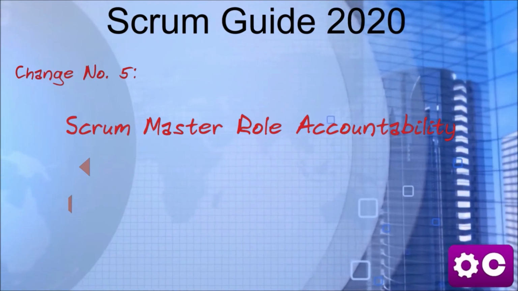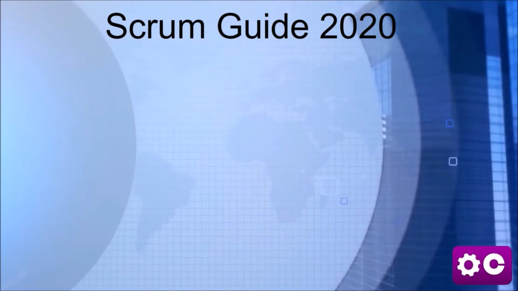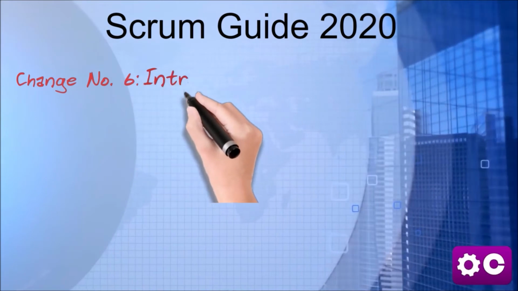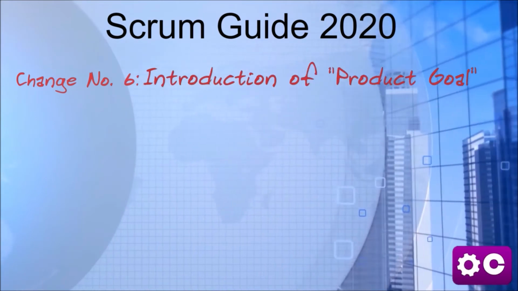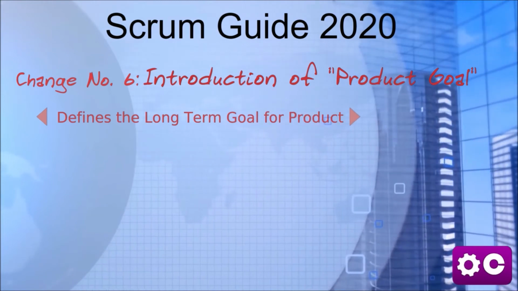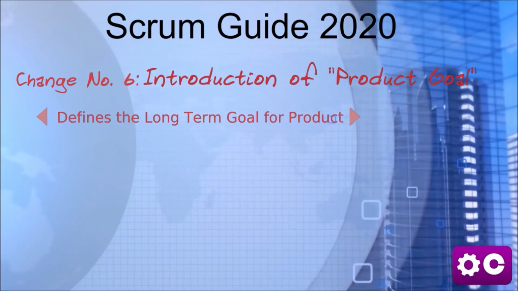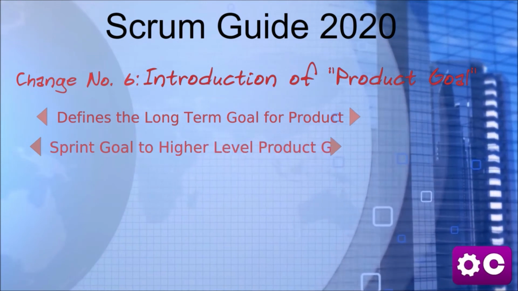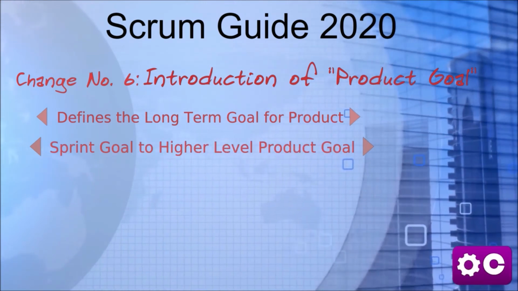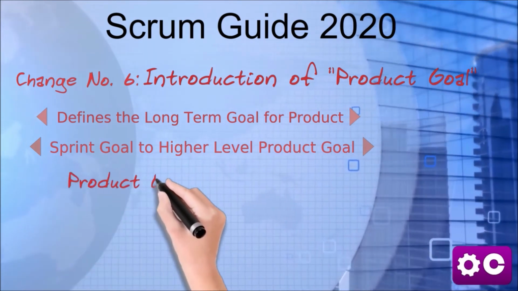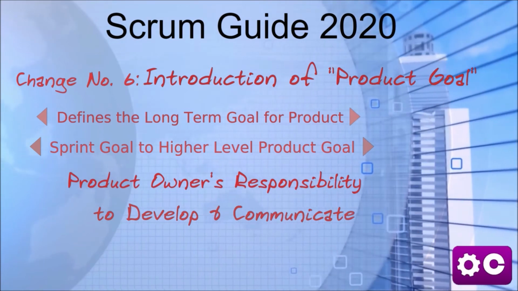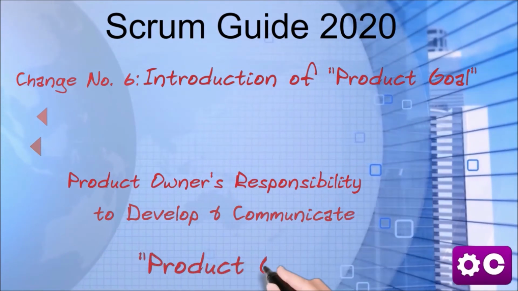The sixth change is the introduction of the product goal. This was a long awaited update as it defines the long-term goal for the product and helps the product owner and the Scrum team to have a clear sprint goal, which is related to the higher level goal of achieving the product goal. It is the product owner's responsibility to develop and explicitly communicate the product goal.